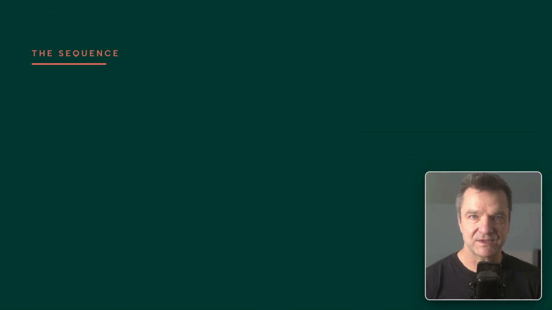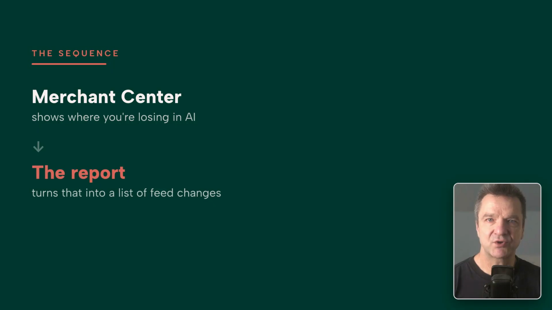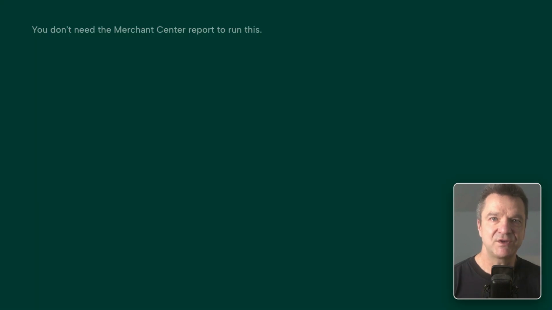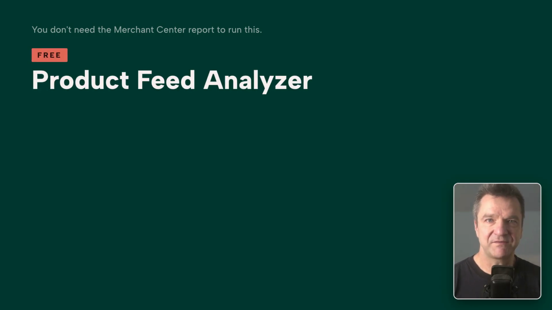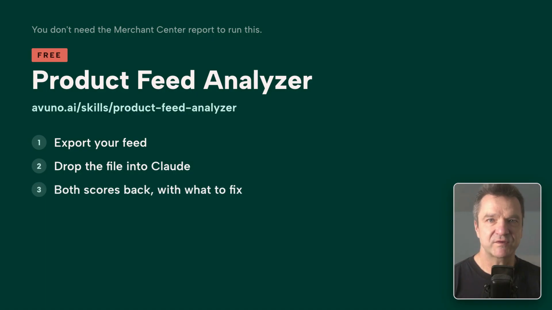So that's the sequence. Merchant Center shows where you're losing in AI, and the report turns that into a list of feed changes. Granted, you don't need the Merchant Center report to run the skill report. The skill is called the product feed. It's free, and the link is down below. Export your feed, drop the file into Claude, and you get both scores back with detailed instructions on what to fix. It reads your feed, but it doesn't touch it. Everything it finds is still your decision.